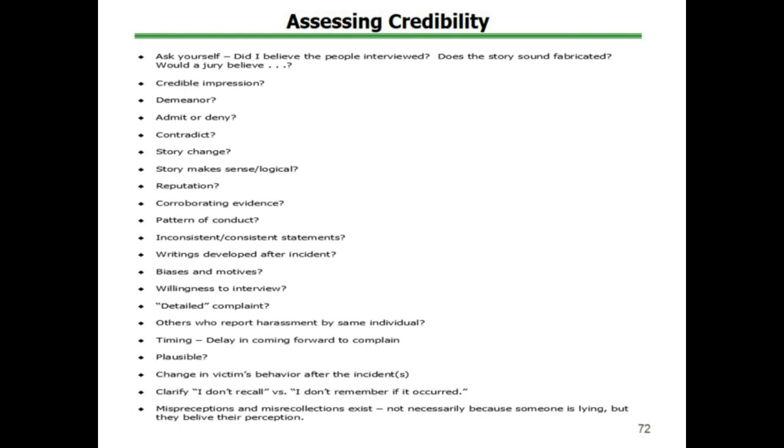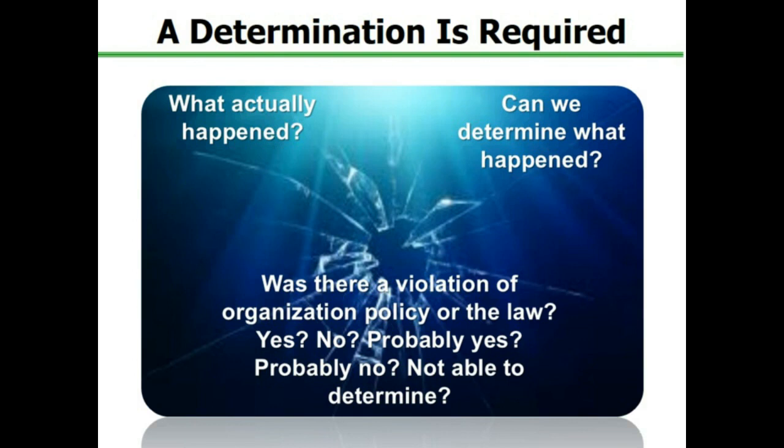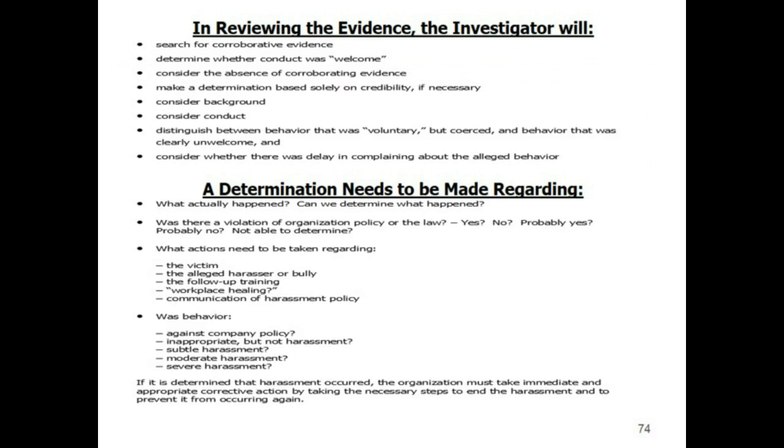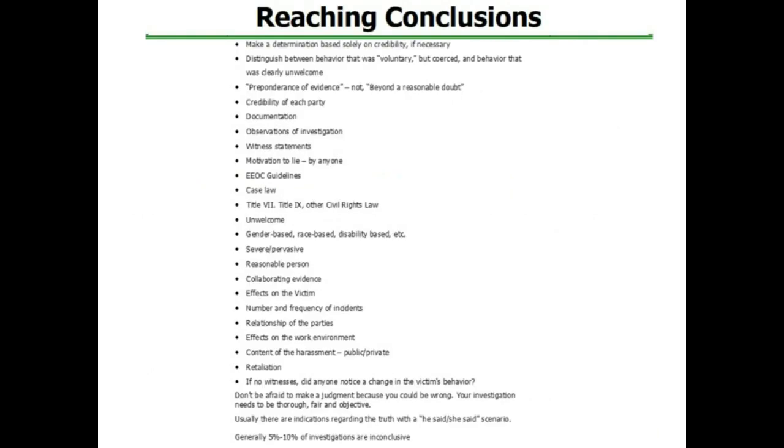So you will need to determine what happened. Can you determine what happened? Was there a violation of the policy or the law? So this talks about the evidence that you will review and that you do need to make a determination. Again, this is a handout for after the webinar. Now you've got to reach conclusions. This is critical. This is what I see missing.